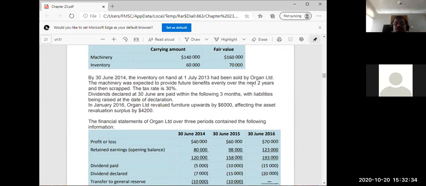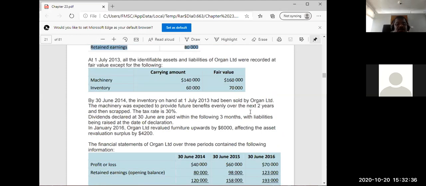The other information is that the machinery is depreciated over the next 2 years only. Next 2 years, that means 50%, 50%, and the tax rate is 30%. Also, the dividend declared in June is paid within 3 months and liabilities are raised at the date of declaration. Further, the furniture is upgraded through upward revaluation, and thereby the revaluation surplus is 4,200.